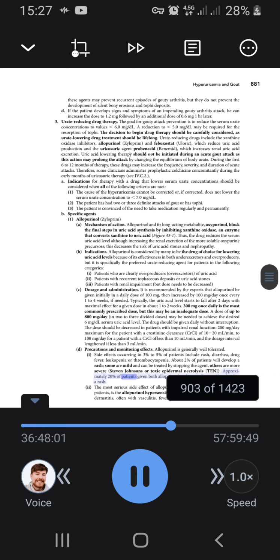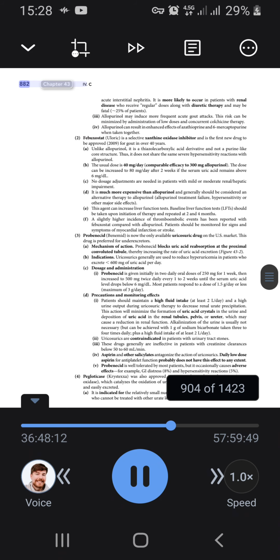Approximately 20% of patients given both allopurinol and ampicillin together develop a rash. The most serious side effect of allopurinol, which occurs in about 0.1% of patients, is the allopurinol hypersensitivity syndrome, AHS, with exfoliative dermatitis, often with vasculitis, fever, liver dysfunction, eosinophilia, and acute interstitial nephritis.